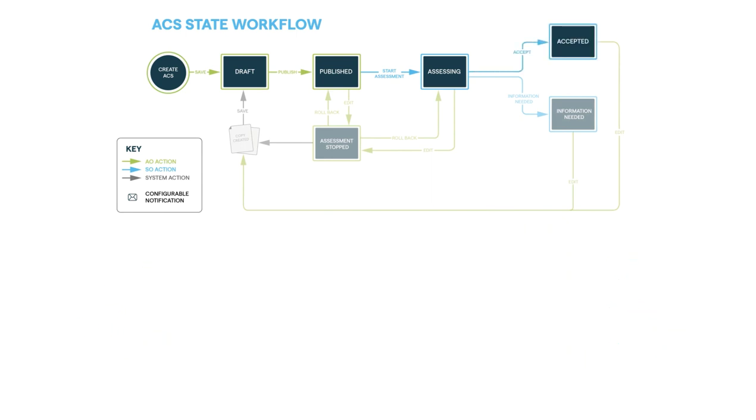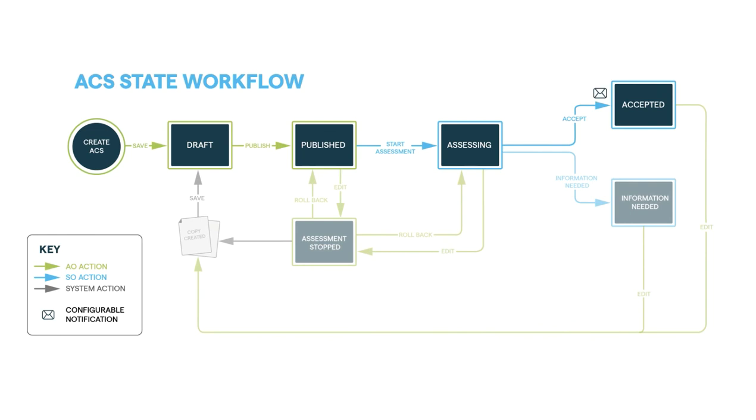When the ACS transitions from assessing to accepted, the asset owner is notified by email. The system operator will now use the information provided to update their systems or tools.